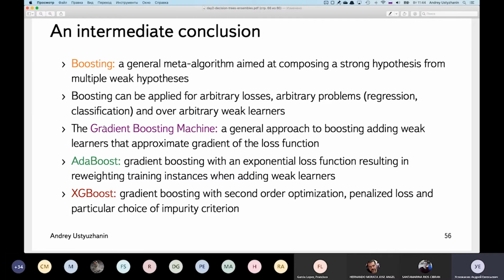The gradient boosting machine is a general approach to building learners on top of an existing set of learners by using a gradient over the loss function. And there are extensions to this boosting machine called AdaBoost and XGBoost.